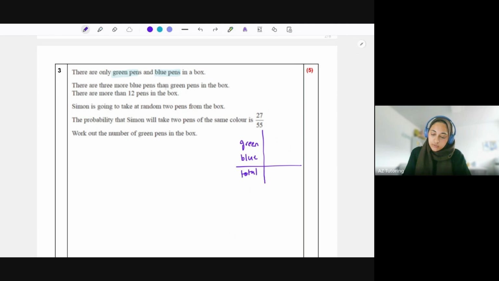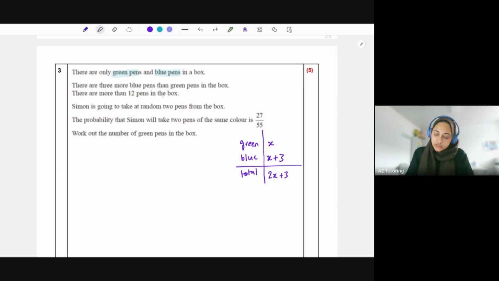So there are 3 more blue pens than green pens in the box. So if we called green X, and we know there's 3 more blue pens than green pens, we can say blue is X plus 3 because there's 3 more than green. So therefore we can figure out what the total is now. We're just adding the green and blue together. So X plus X is 2X, and then we've got plus 3. Just doing this right at the start makes the whole question a whole lot easier for you.